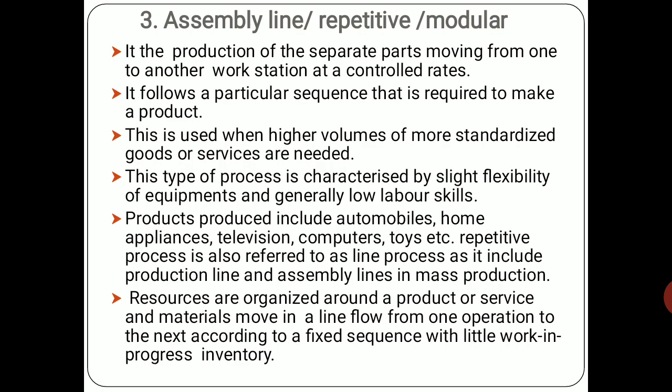Resources are organized around the product or services, and the materials move in a line flow. That means the flow of the product is very unique and in sequence, right? One operation to the next according to the fixed sequence with little work in process inventory, because whatever number of products you need to produce, the components required are available, and there is hardly any chance of high inventory getting piled up, because whatever the number of products you require to produce, the same amount of subcomponents may be produced accordingly, right?